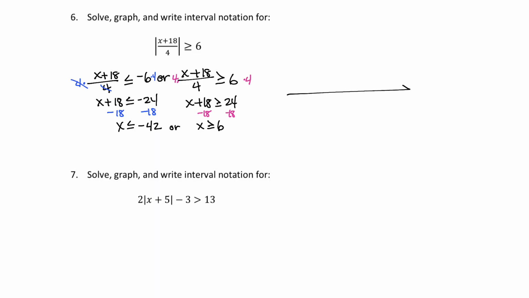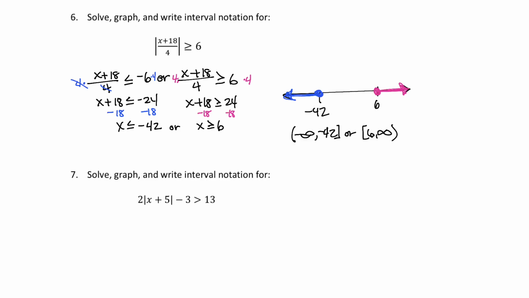Okay, number 9. We have negative 42 and positive 6. Close circle to the left, close circle to the right. Interval notation, negative infinity to negative 42, or 6 to positive infinity. And there we go.